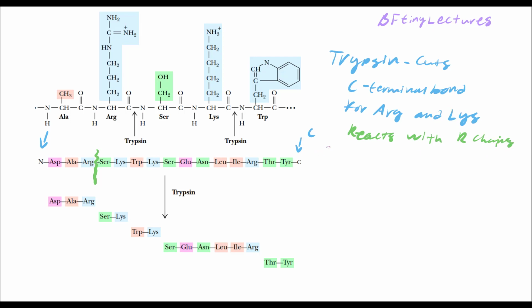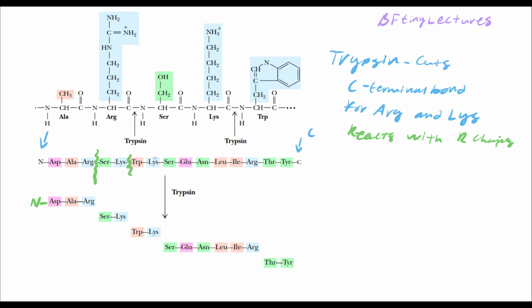R chains, or R groups, right? So it says asparagine, alanine, arginine. Okay, well, I'm going to cut that. And right here, we have the N terminus. Serine, lysine. Oh, I can cut lysine bonds as well. So I'm going to cut that too. So now I have a chunk that says serine and lysine.